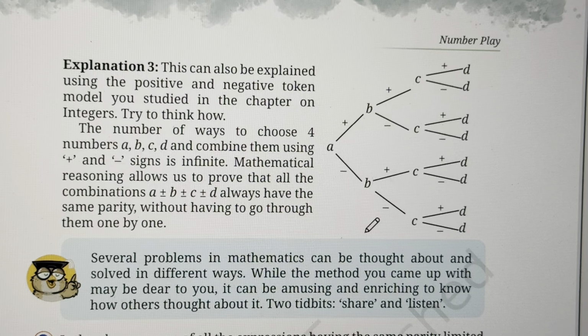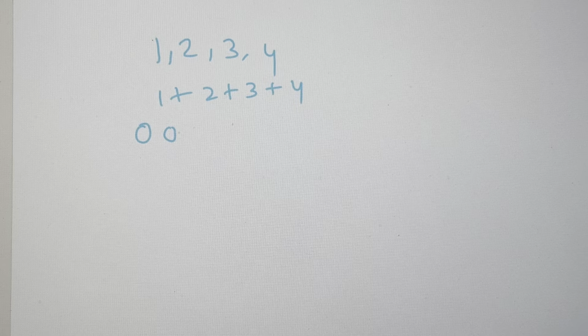Explanation 3. Now this can also be explained using the positive and the negative tokens. If you remember, in class 6 you used tokens, blue for positive and red for negative, and explored the various ways. So let us see that. If I take the numbers 1, 2, 3 and 4, suppose I am adding 1 plus 2 plus 3 plus 4. All are positive, so I take positive tokens only, the blue ones. This is for 1, this is for 2, this is for 3 and then 4. So you will get the answer as 10.